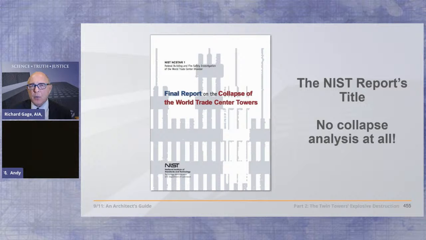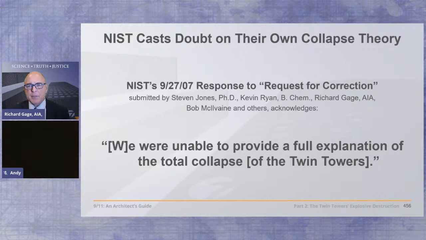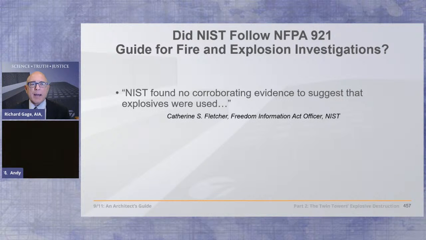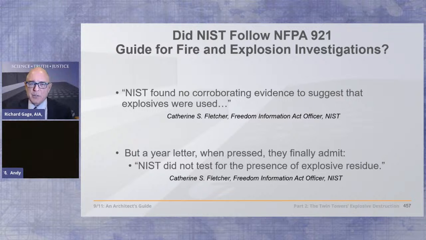Why would they have failed to go any further? Because they would have had to incorporate into their report all of the evidence which occurs after and during the collapse, the evidence of explosions, which we've been giving to you in this second series, and we'll give you more in the third part of this three-part series. So we put forth a request for correction, which you can do with federal agencies who hide truths from their final reports like this. And they wrote back, we were unable to provide a full explanation of the total collapse of the Twin Towers. We do agree. In fact, they go on and say, we found no corroborating evidence to suggest that explosives were used. But a year later, they finally admit in writing, NIST did not test for the presence of explosive residue. Well, you can't find what you won't test for, can you?